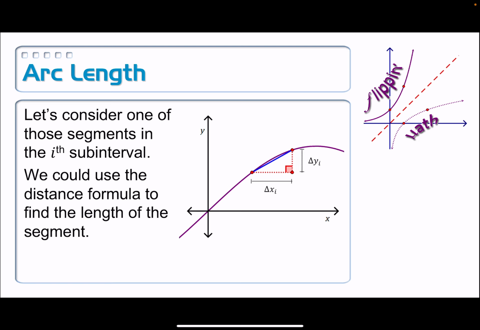And so now if I want to find the distance between these 2 points, which is the length of the segment, I'm just going to employ the distance formula, otherwise known as the Pythagorean theorem, thusly that the length of this ith segment should be the square root of delta x sub i squared plus delta y sub i squared. Okay, so there's the length of one of them. Let's go ahead and sum up n of them for the whole entire interval.